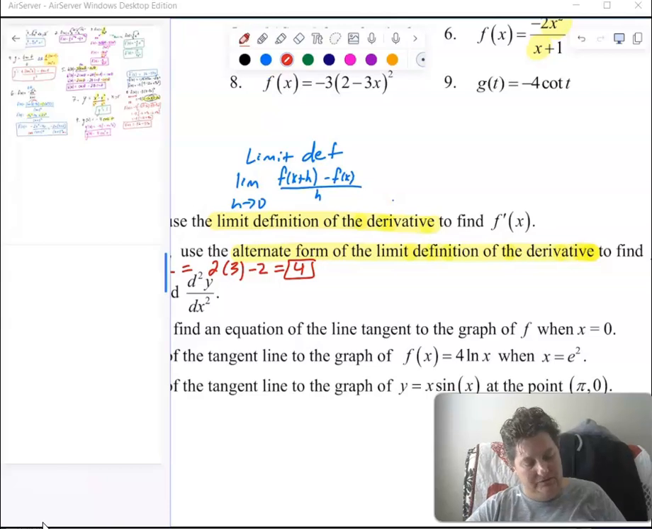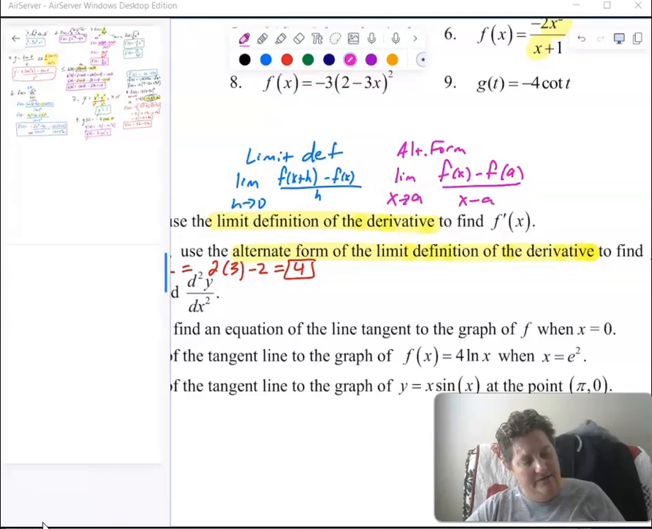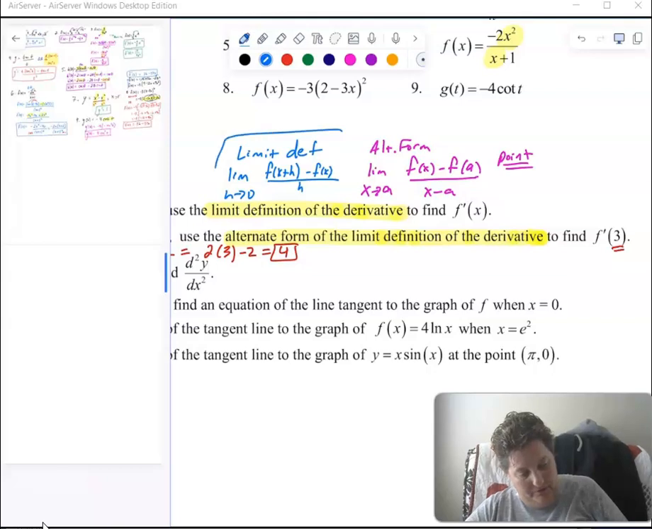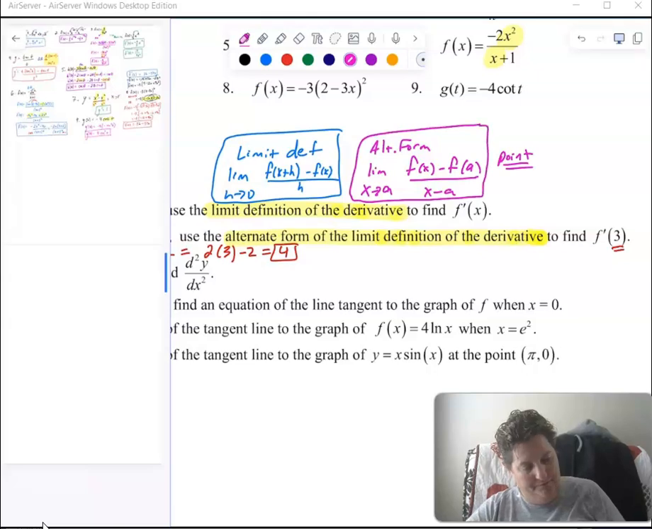And then we have the alternate form, which goes like limit as x approaches a of f of x minus f of a over x minus a. This only works when you are given a point at which to find the derivative. The other one works when you are not given a point. So these are the two that you want to know.